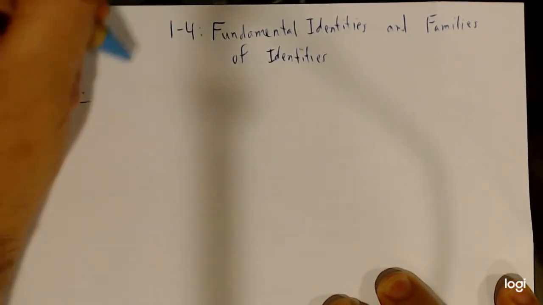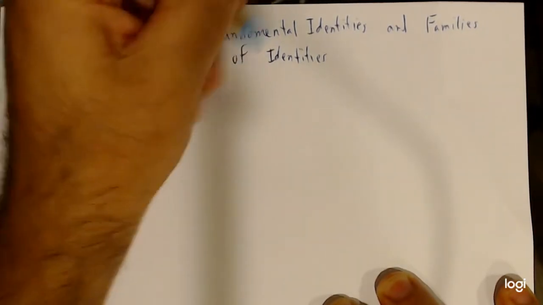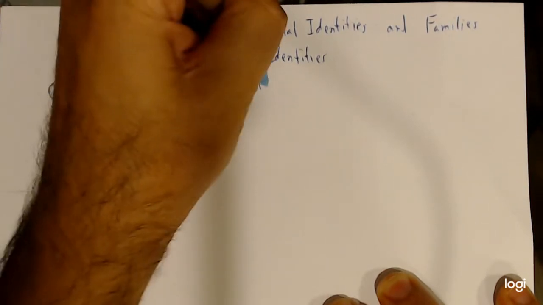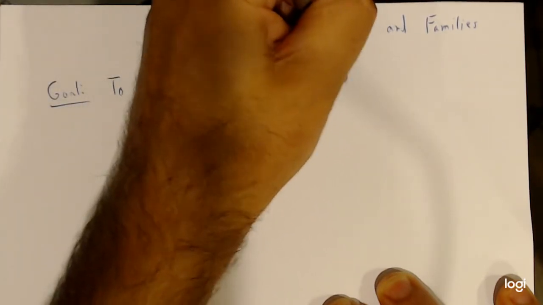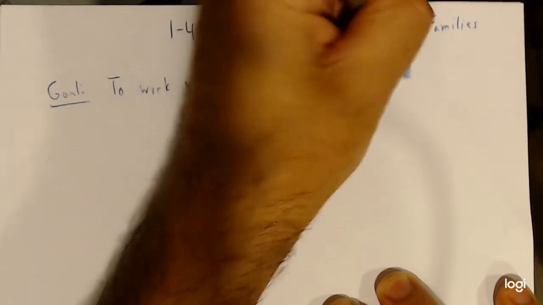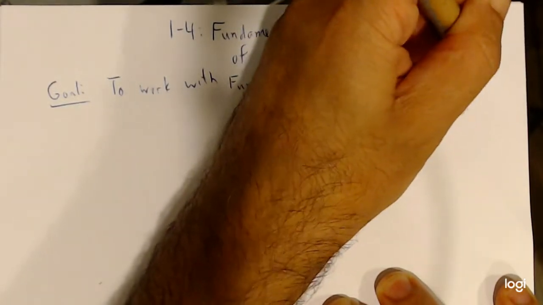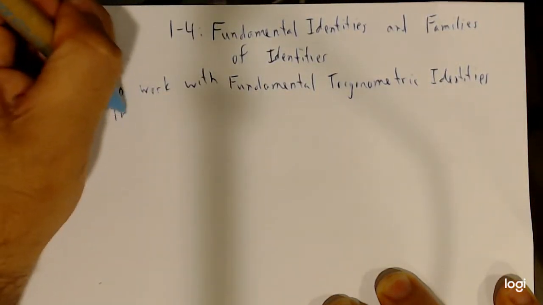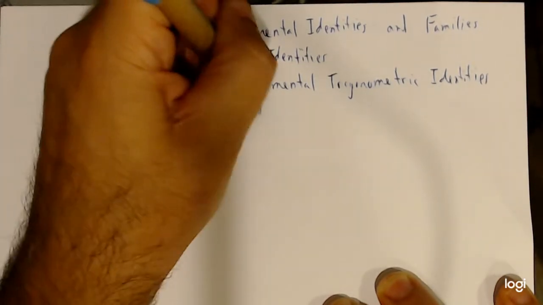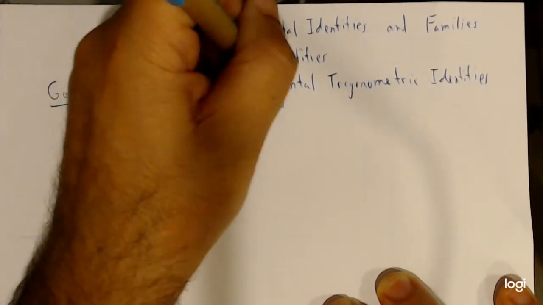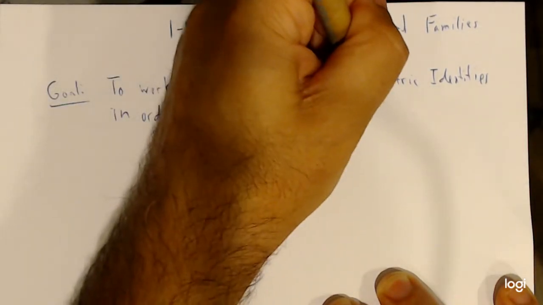So our goal here is to work with the fundamental trigonometric identities in order to simplify or prove families of identities.